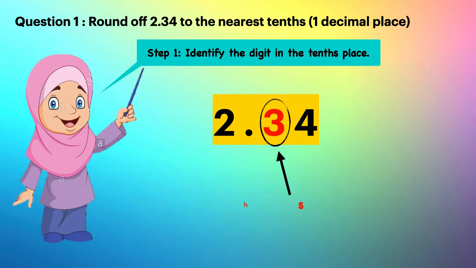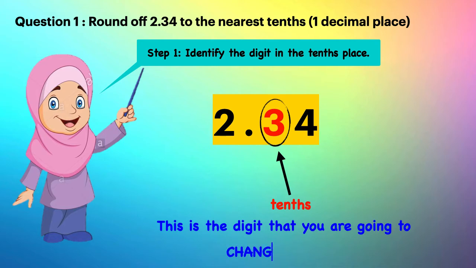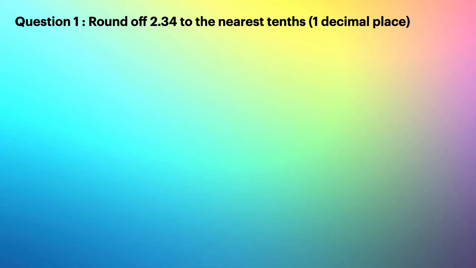Now, why do we want to identify the tenth? This is because the tenth is the digit that you're going to change or keep. So the first thing you need to do is identify which digit you are going to round off, and in this case it is the tenth. Now let's move on.